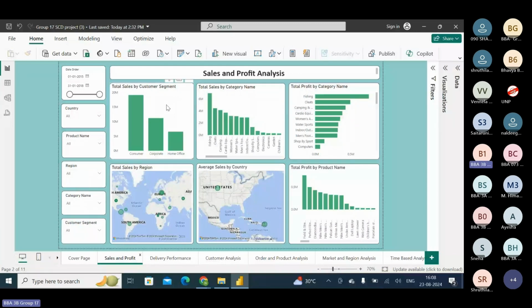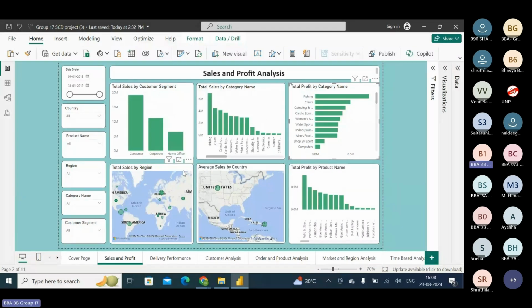The first chart, here we can see that the consumer segment has the highest sales, followed by corporate and home office. The second chart, which talks about total sales by category name, we can see that fishing and cleats are the top selling categories in total sales. The third chart, total profit by category name, here we can see that fishing and cleats categories contribute the most to the profits.